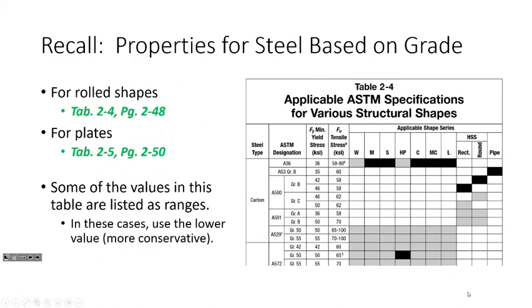So for each of those pieces, we get Fy and Fu from table 2-4 for rolled shapes and table 2-5 for plates. Remember, there's a range for some of those values, and whenever there's a range, like right here between 65 and 100, which value do you use? The lowest, right? That's the conservative approach. They tell you the range to indicate the variability or the potential variability and ductility of the material indicated.